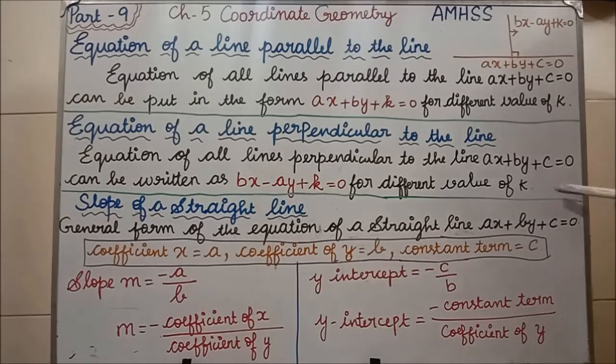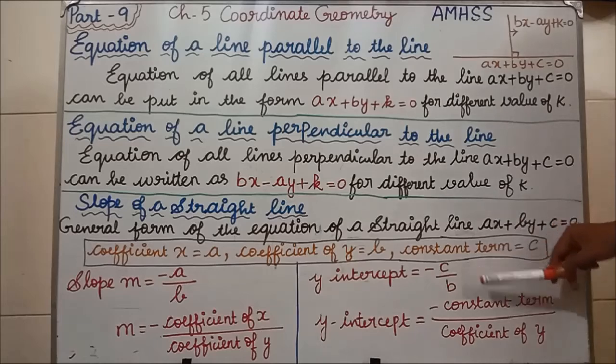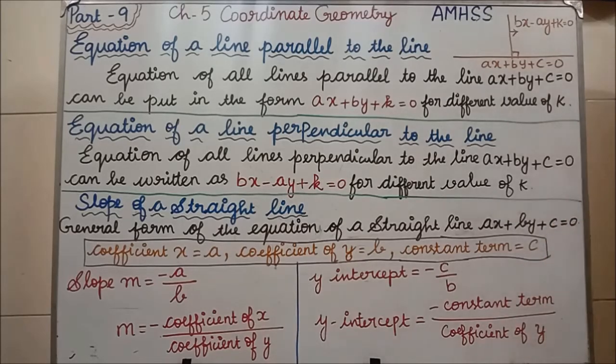If I give an equation and ask you to find the slope, you can write any one formula. Either you can write slope m equal to minus a by b, or you can write m is equal to minus coefficient of x divided by coefficient of y. Any one you can write, both are the same. Similarly here also any one you can write. Clear? Shall we start exercise 5.4 now?